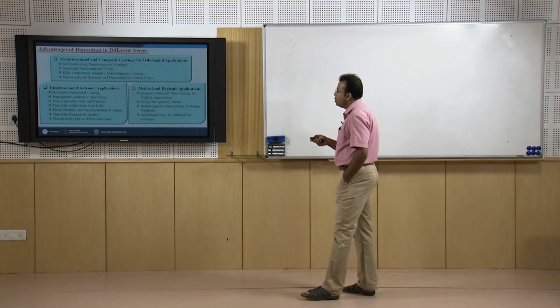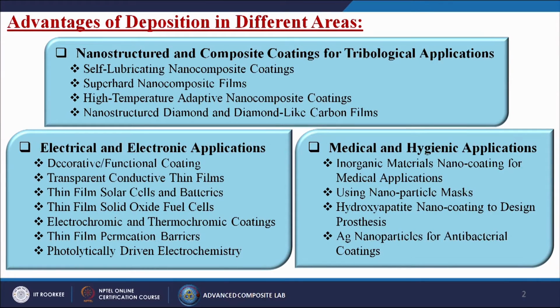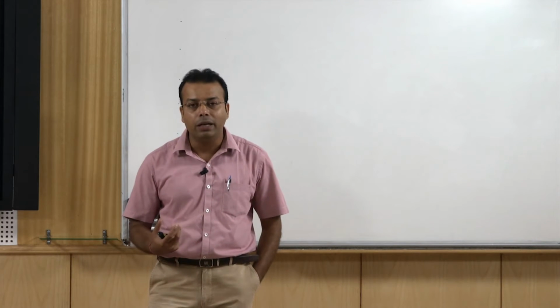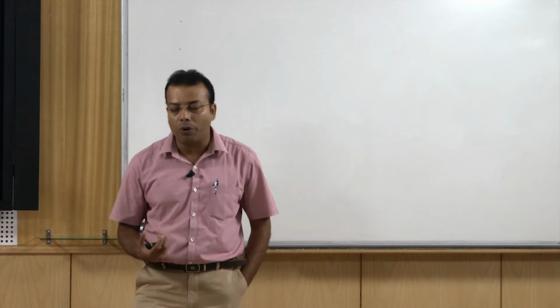Next we are going to discuss the electrical and electronic applications like decorative or functional coatings, transparent conducting thin film solar cells and batteries, thin film solid oxide fuel cells, electrochromic and thermochromic coatings, thin film permeation barriers, and photolytically driven electrochemistry. These are all related to electronic applications, where we modify the electrical properties of materials by applying different types of coating.